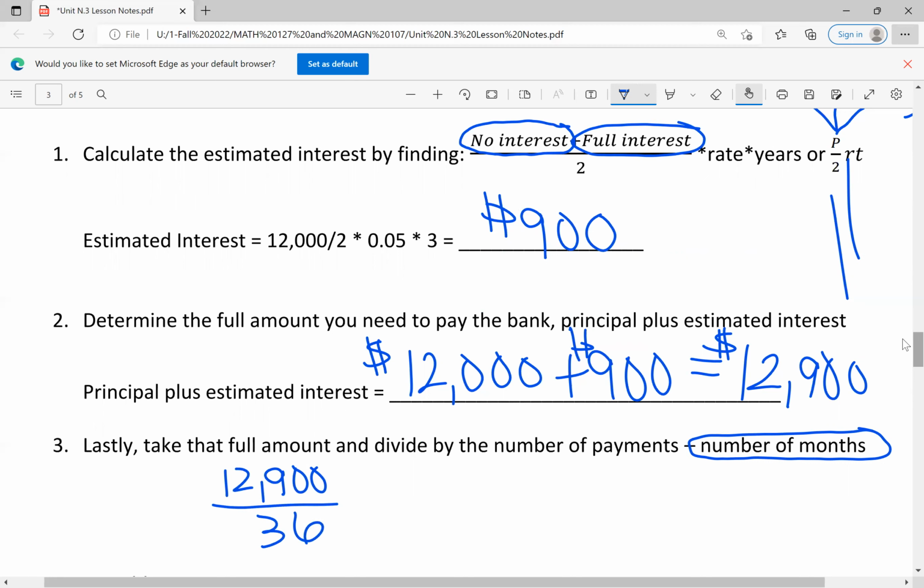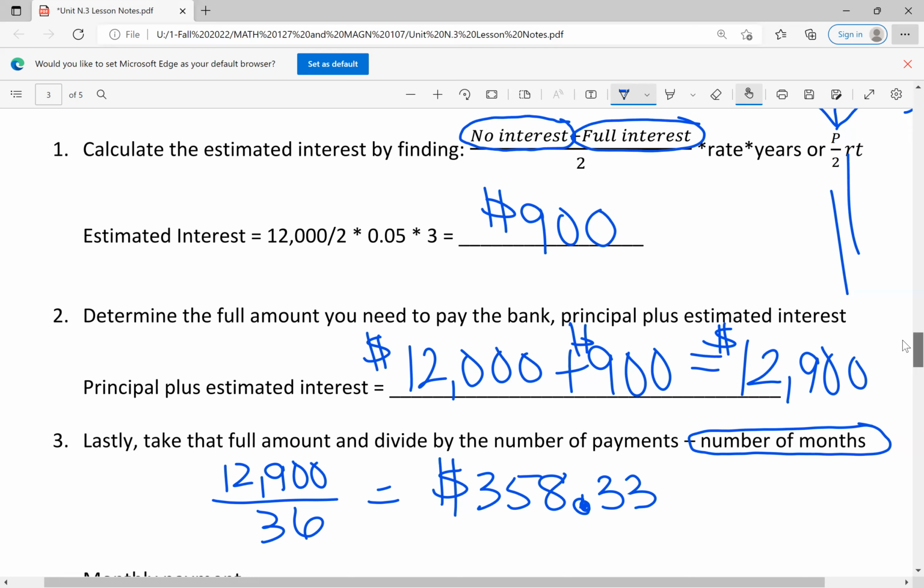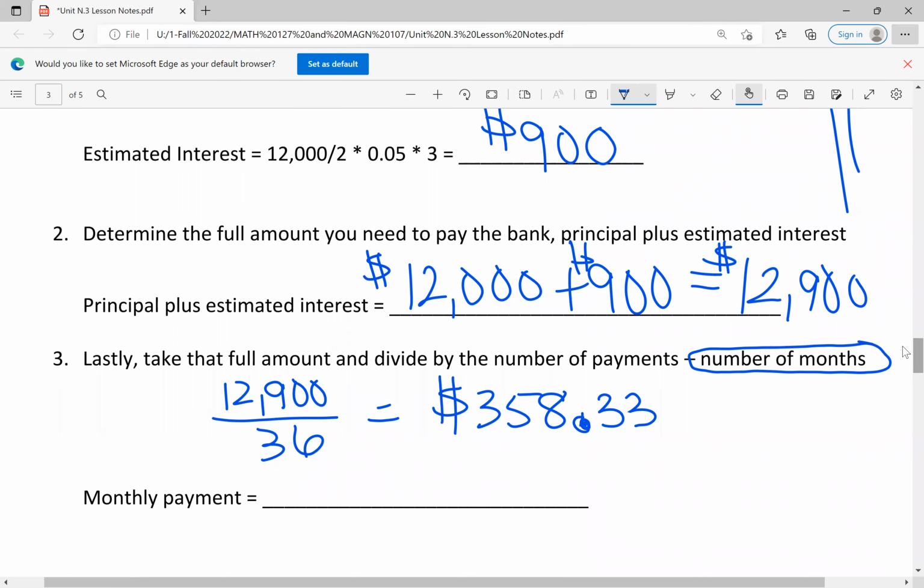So $12,900 divided by 36 gives us an estimated monthly payment of $358.33 if we round to 2 decimal places. Again, $358.33 is a good estimate. It is an estimate. I'm going to keep focusing on this. It's a good estimate for our monthly payment for 3 years, a loan amount of $12,000, interest rate of 5%.